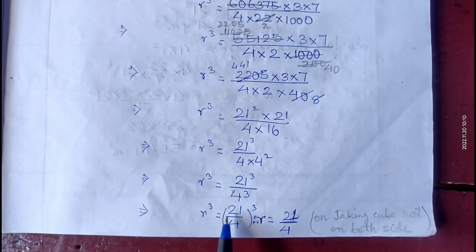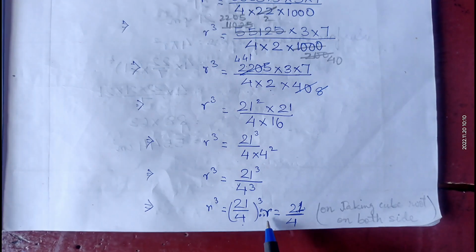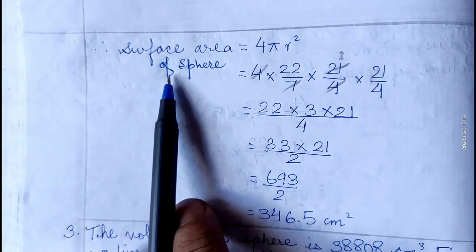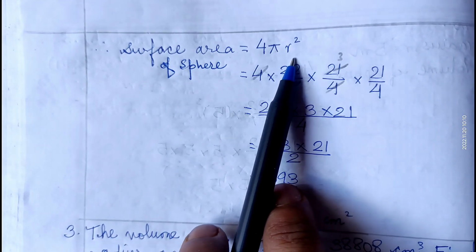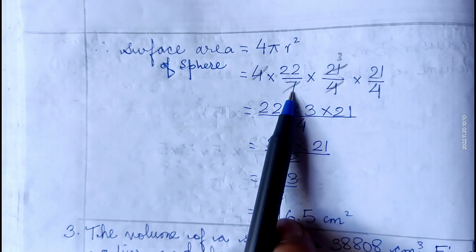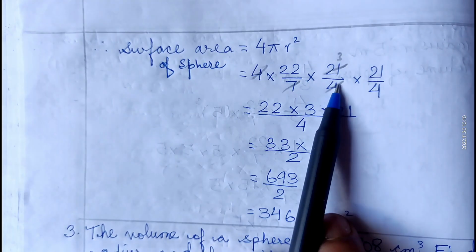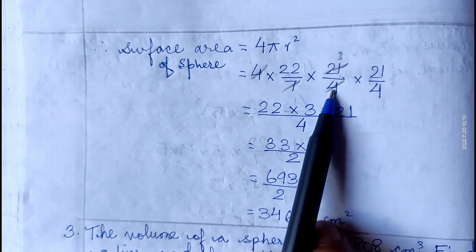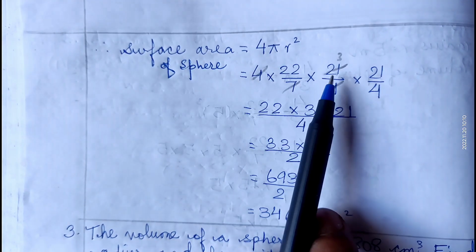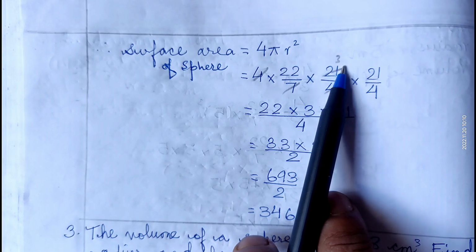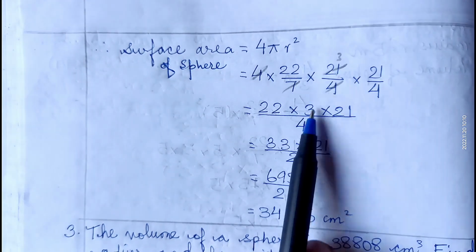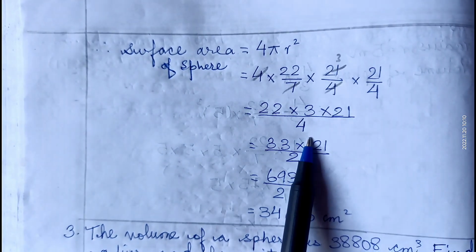Since r cube is 21 by 4 whole cube, so if I take cube root on both sides, so r equal to 21 by 4 meter. Now we have to calculate the surface area of the sphere. We know surface area of sphere formula is 4 pi r square. So 4 pi is 22 by 7 and radius we got 21 by 4. Since it is r square, so we have to write twice. Now this 4 and this 4 you can cancel. 21 divided by 7, it will give 3. So we are left with 22 into 3 into 21 divided by 4.